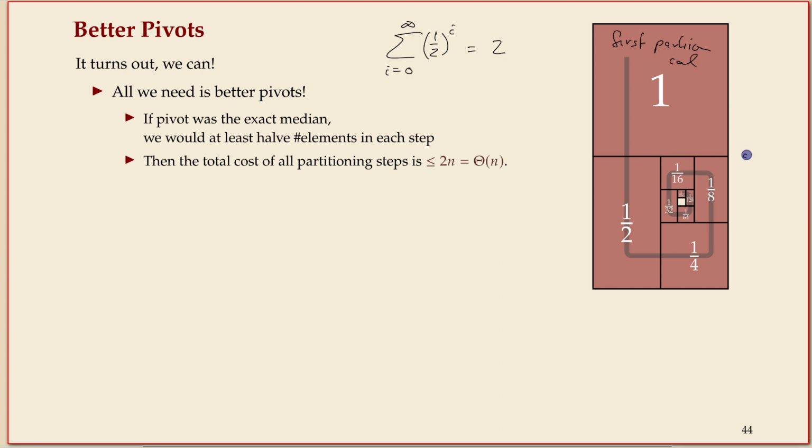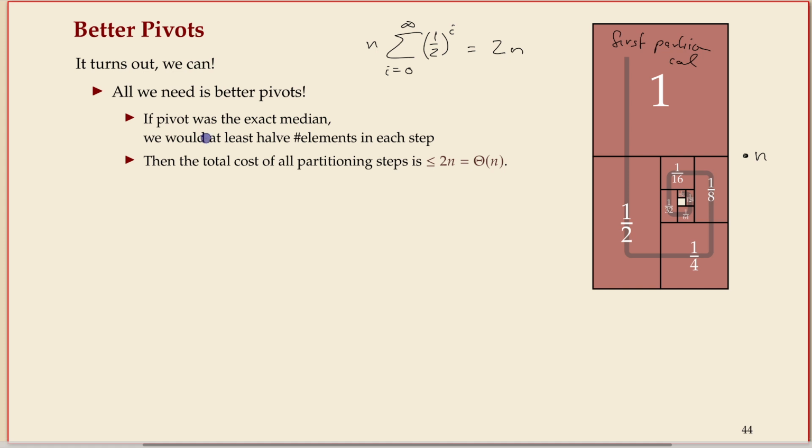And we multiply the whole thing by n. So if I have an n in front here, I get an n here. I'm just multiplying it all by a factor n. So if the first partitioning call has cost 1 times n, it would give us the area of that box.